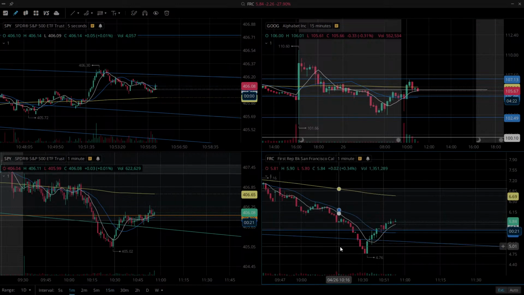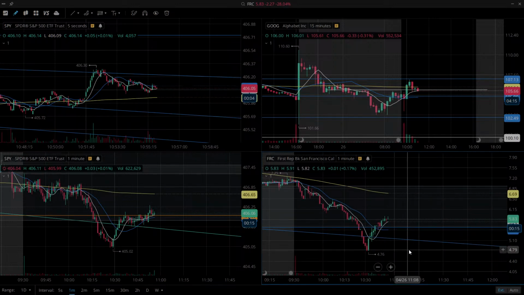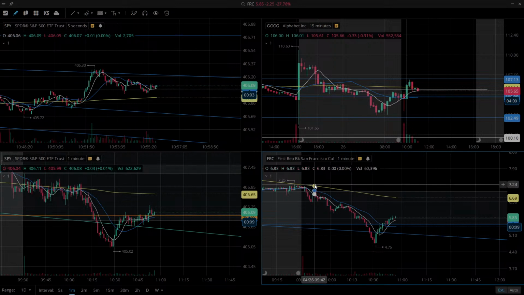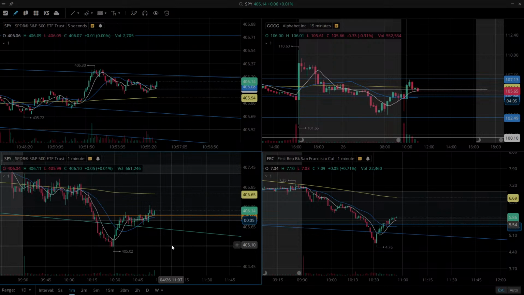Damn, this FRC could pull it off, man. There's your liquidity zone. We're in it. Halfway is about 620. That was quite the dip, dude. I'll keep that one on for volatility.